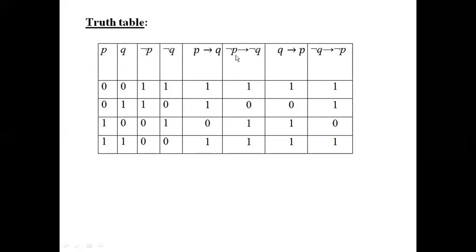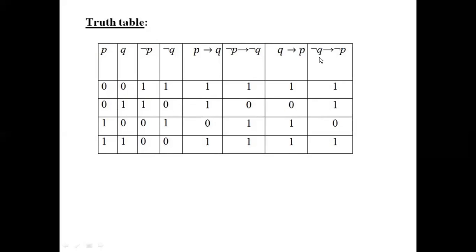Next we have negation P implication negation Q. We'll look into the third and the fourth column. Again when you have 1, 0, the truth value is 0. Rest all cases it is 1 only. Next we take Q conditional P. First we read the second column, then the first column. So we have 1, 0 in the second row. Only when you have 1, 0 in the implication, the resultant is 0. Rest all cases it is 1.